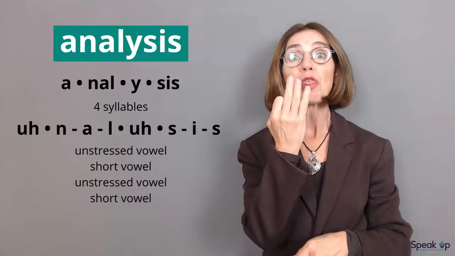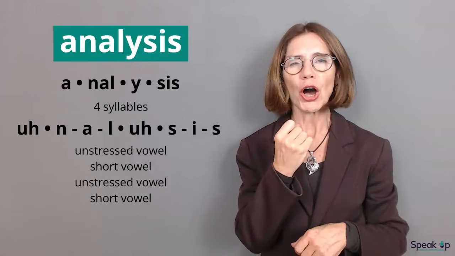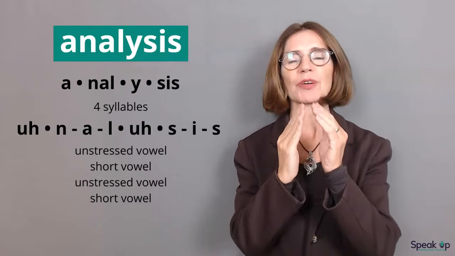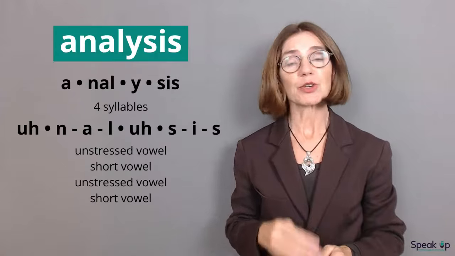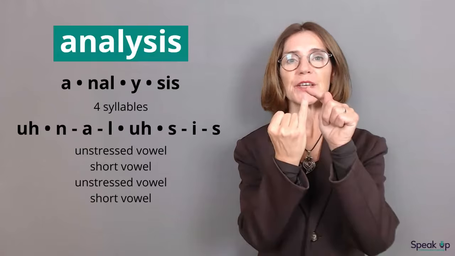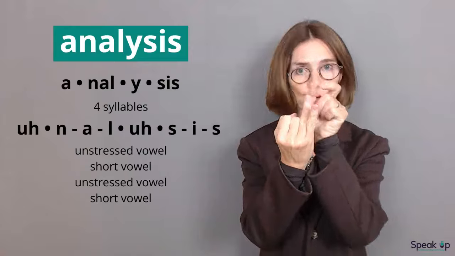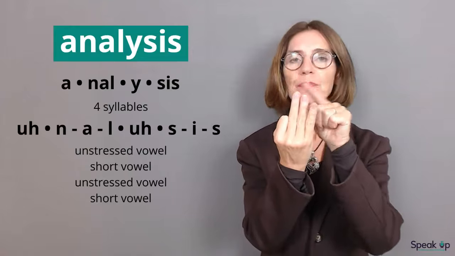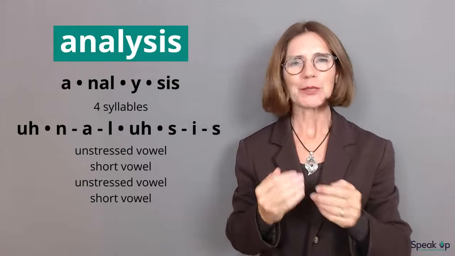Now let's look at the third syllable, weak, unstressed vowel again. Now let's look at the fourth syllable, s, I, short vowel, s, sis. Now let's put them together.